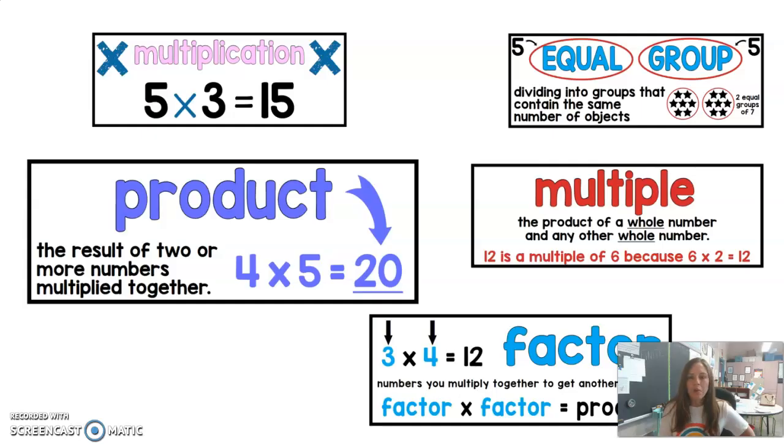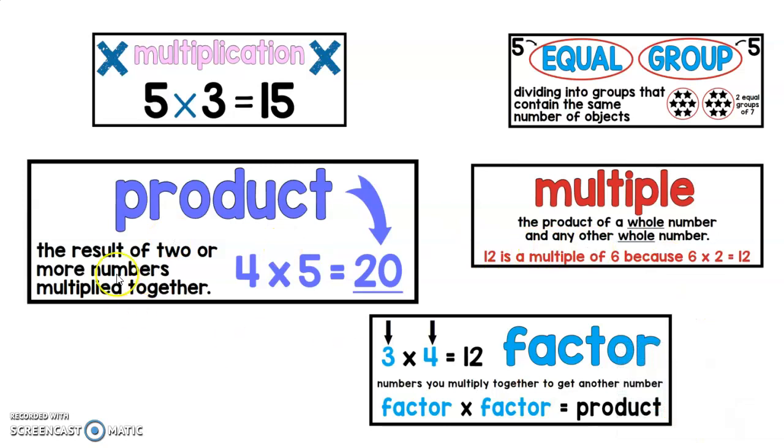And let's remember what a product is. Let's look at our vocabulary. Our products are the result of two or more numbers being multiplied together, or the answer to a multiplication problem. Remember, the numbers that we multiplied together are called factors. They are the groups and the number in each group to give us our total or our product. Remember, the whole thing about multiplication is we are putting together equal groups.